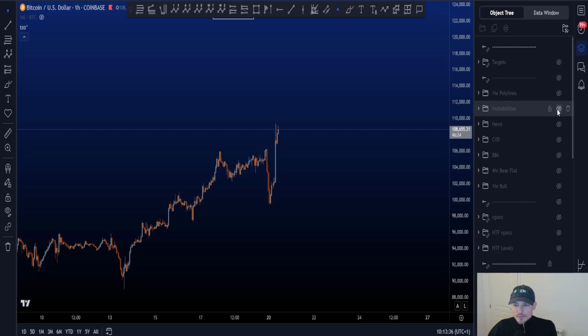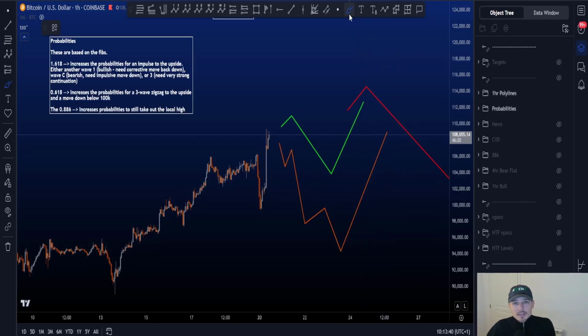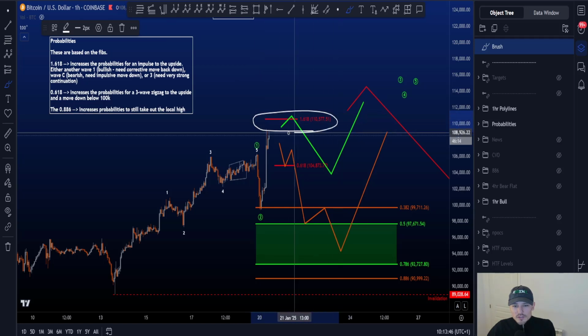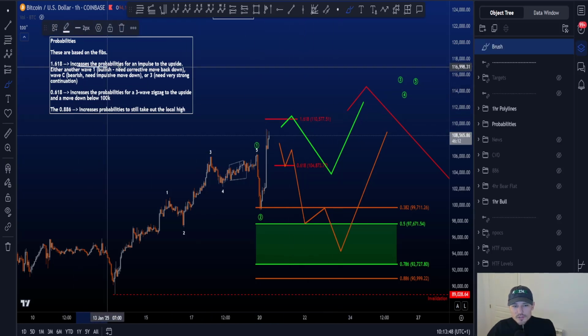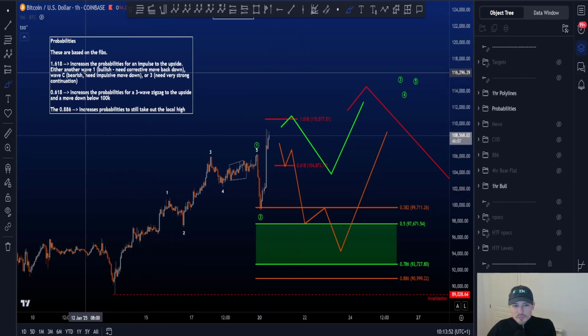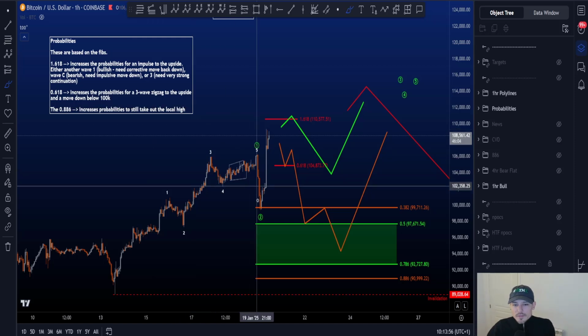And then finally, we talk about the probabilities and the polylines. Now, the probabilities are actually based on the fibs today. So the 1.618 on my chart over here, if price can touch the 1.618, it increases the probabilities for an impulse to the upside, which is either going to be labeled as a wave 1, as a wave C, or as a wave 3. Now, what is the difference?